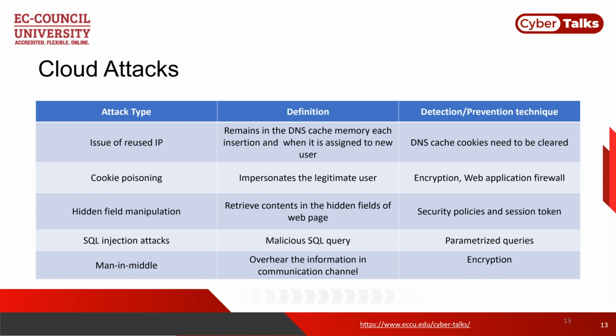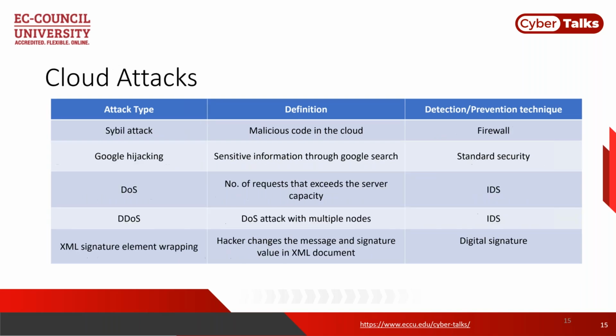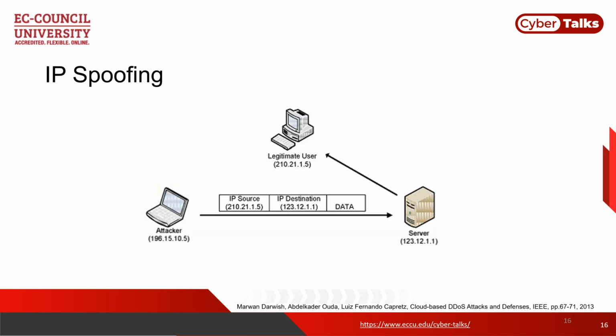Cookie poisoning, reused IP, hidden file manipulation, SQL injection, man in the middle. These are some of the general category attacks. We will not go through them in detail. The list continues to go. There are hundreds of different attack types that we can discuss. Here, IP spoofing is another technique. All the time they do that.